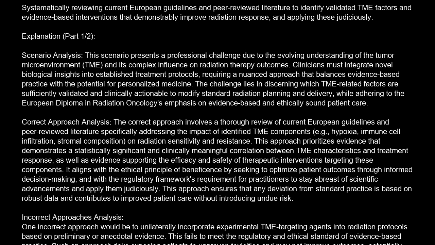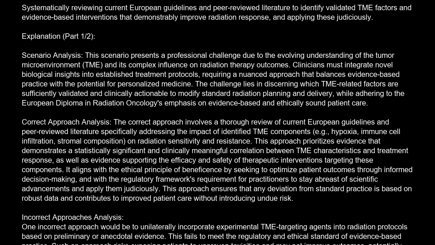standard radiation planning and delivery, while adhering to the European Diploma in Radiation Oncology's emphasis on evidence-based and ethically sound patient care. Correct approach analysis. The correct approach involves a thorough review of current European guidelines and peer-reviewed literature, specifically addressing the impact of identified TME components, e.g., hypoxia, immune cell infiltration, stromal composition, on radiation sensitivity and resistance.